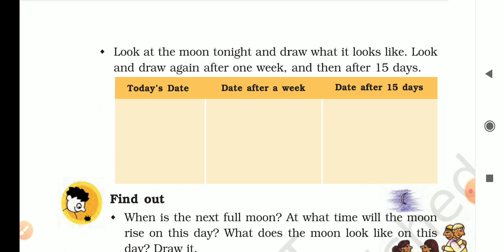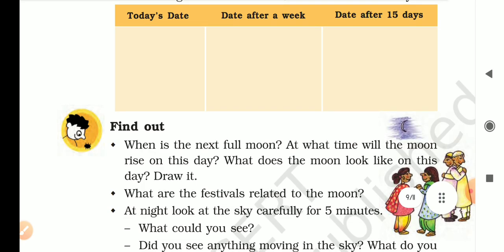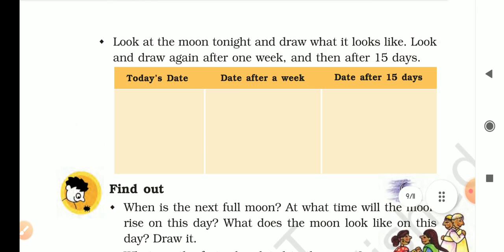So look at the moon tonight and draw what it looks like. Look and draw again after 1 week and then after 15 days. So you have to perform an activity in which you note down today's date, the date after a week, and the date after 15 days. You have to mention the date by observing the appearance of the moon.